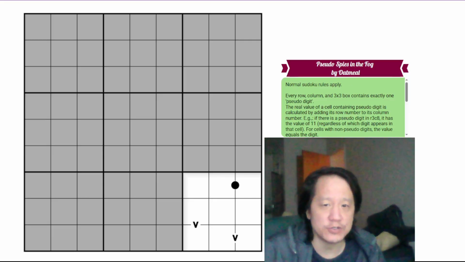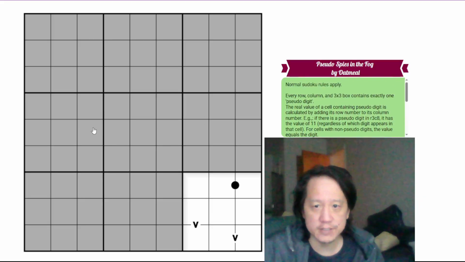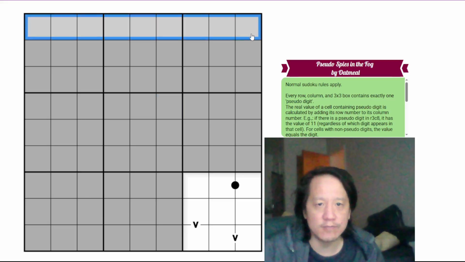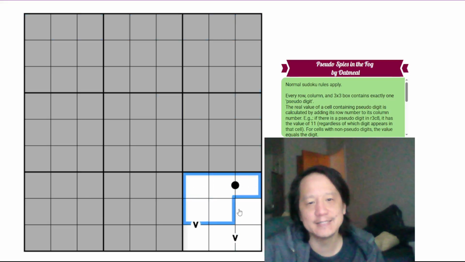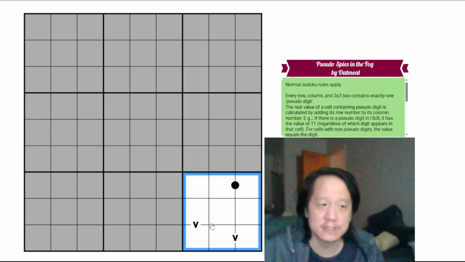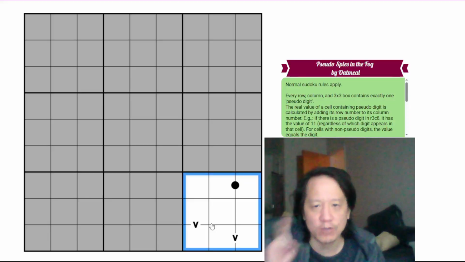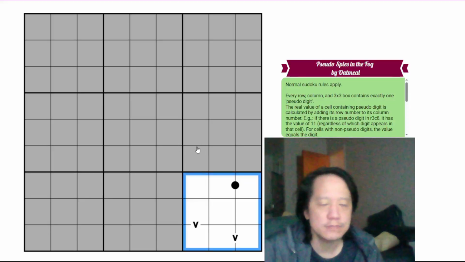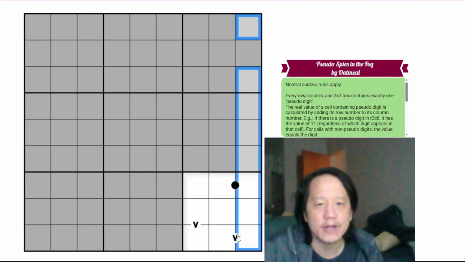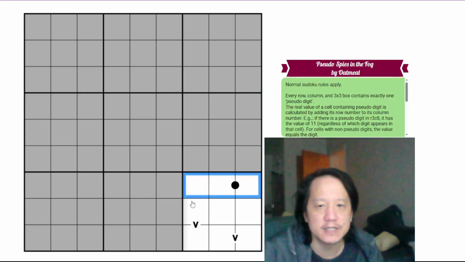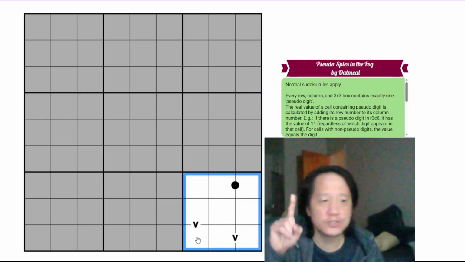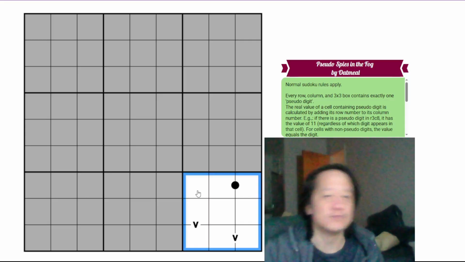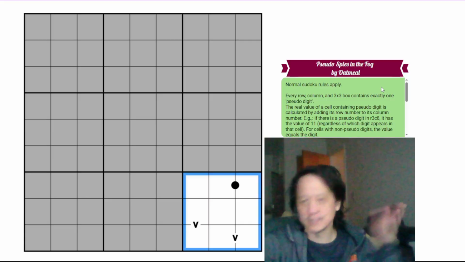Normal Sudoku rules apply, which means in every cell in the grid, place a digit such that every row, column, and designated 9-cell region contains the digits 1 through 9 exactly once each. Also, every row, column, and 3x3 box contains exactly one pseudo digit. So I don't know what this rule set is, so I just wanted to try this because it looked interesting.